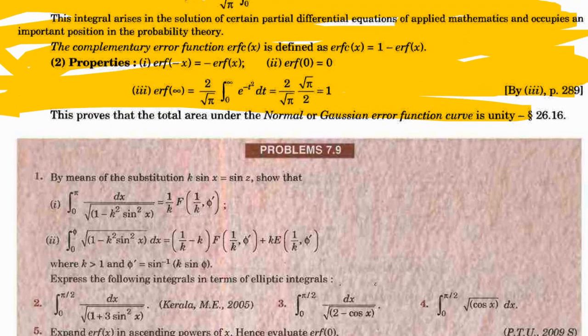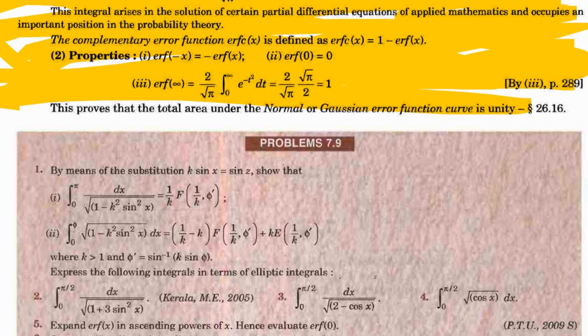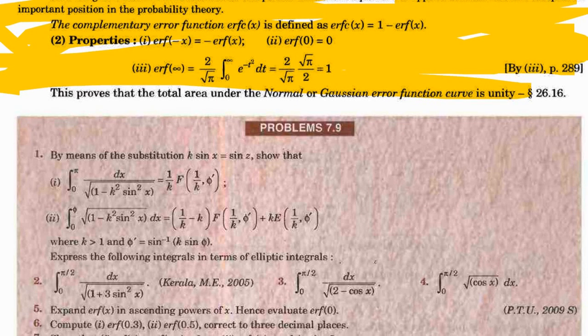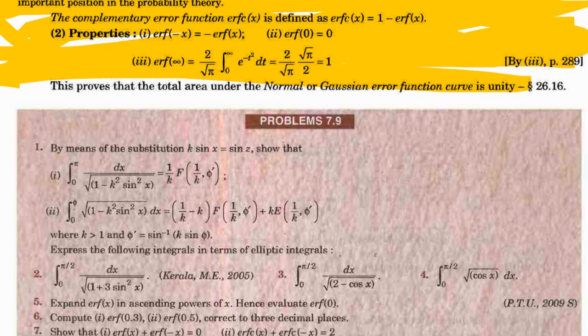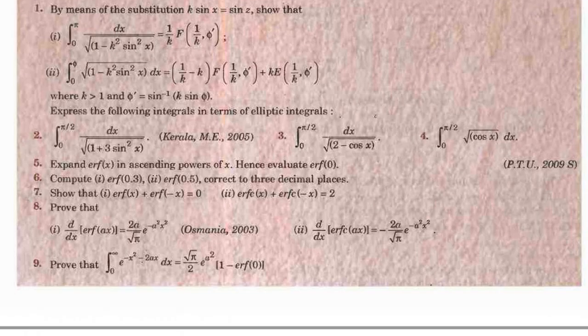Actually it is a very standard book. It is Dr. Grewal's book. I feel pity on this. This fellow has written, this proves that the total area under the normal or the Gaussian error function curve. Acha, error function curve, not Gaussian error curve. Okay, right, fine. I'm sorry. Otherwise, if the word error is missing here and Gaussian function is written, then it's not correct. Now back to the point.